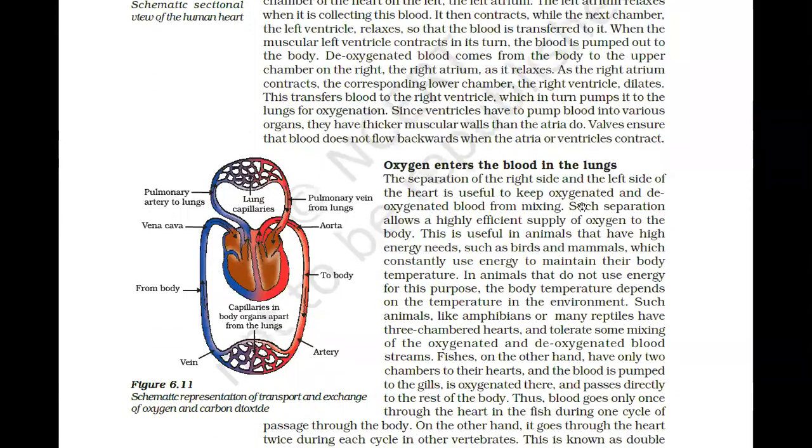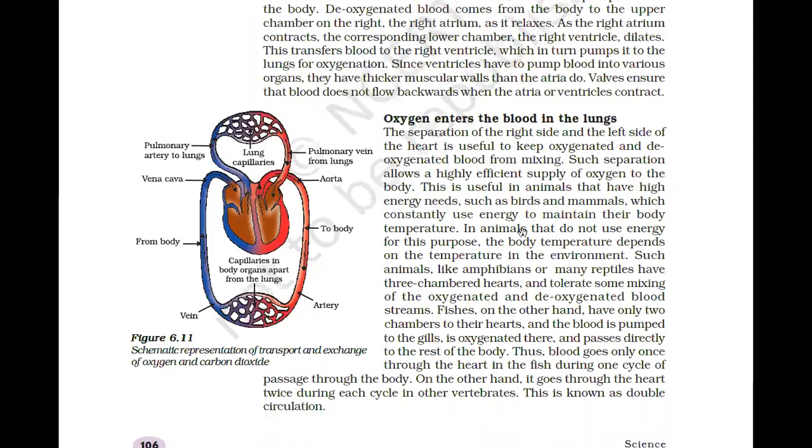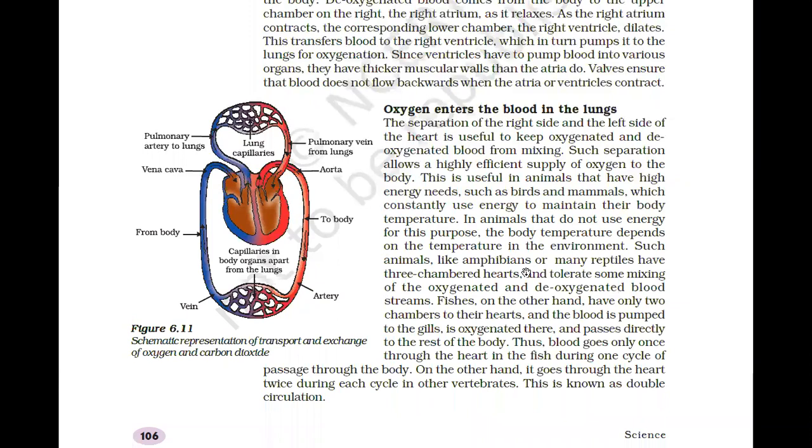The separation of the right side and the left side of the heart is useful to keep oxygenated and deoxygenated blood from mixing. Such separation allows a highly efficient supply of oxygen to the body. This is useful in animals that have high energy needs, such as birds and mammals, which constantly use energy to maintain their body temperature. In animals that do not use energy for this purpose, the body temperature depends on the temperature in the environment. Such animals like amphibians or many reptiles have three-chambered hearts and tolerate some mixing of the oxygenated and deoxygenated blood streams.